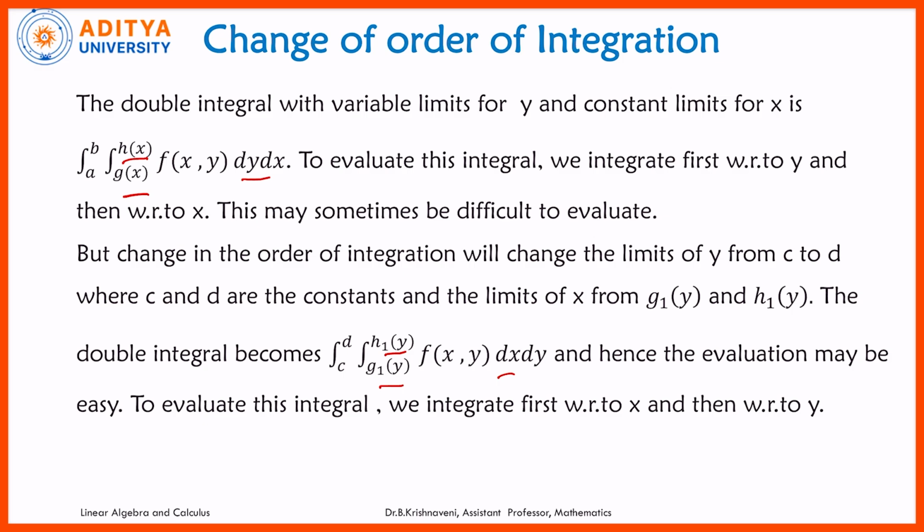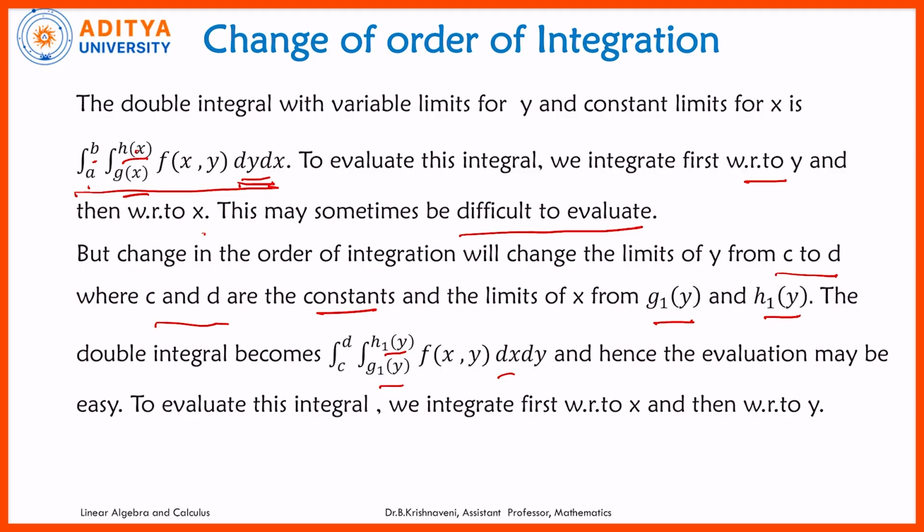The first case is whenever we have the integration in this form. Here clearly the y limits are variables and the x limits are constants, hence the order of this integration is dy dx. To evaluate this integral, we need to integrate first with respect to y, then with respect to x. As said already, this may sometimes be difficult to evaluate. To overcome this, we can change the order of integration, in which the y limits change to constants and the x limits are variable limits, in terms of y.